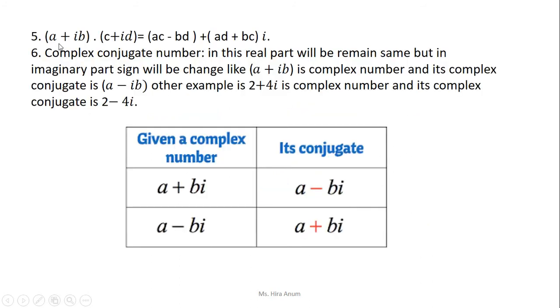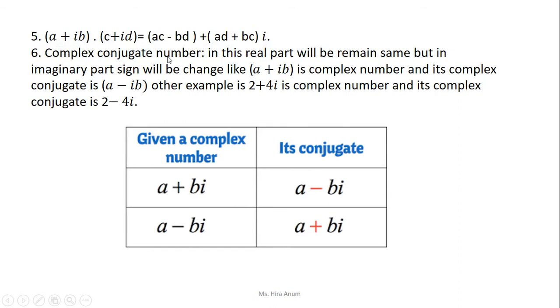In multiplication we have a plus iota b dot c plus iota d. A multiplied with c minus b multiplied with d makes the real part, plus a multiplied with d plus b multiplied with c. Attaching iota, it becomes the imaginary part.